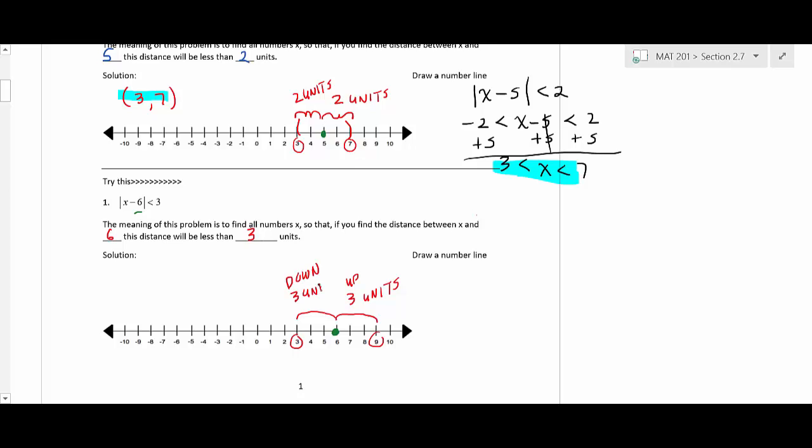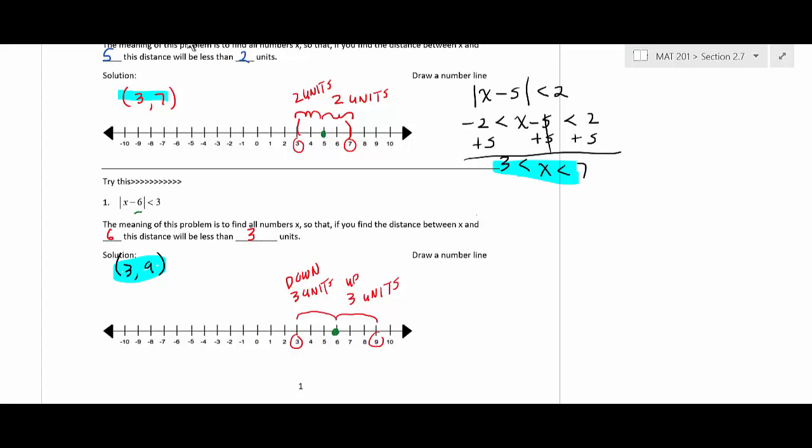Okay, so that's all you're doing on that. So that means that would be an interval between 3 and 9. So we would write this in interval notation. Our answer would be written as (3, 9), like that. So that's where those distances are. So you're 3 above 6 and you're 3 below 6.